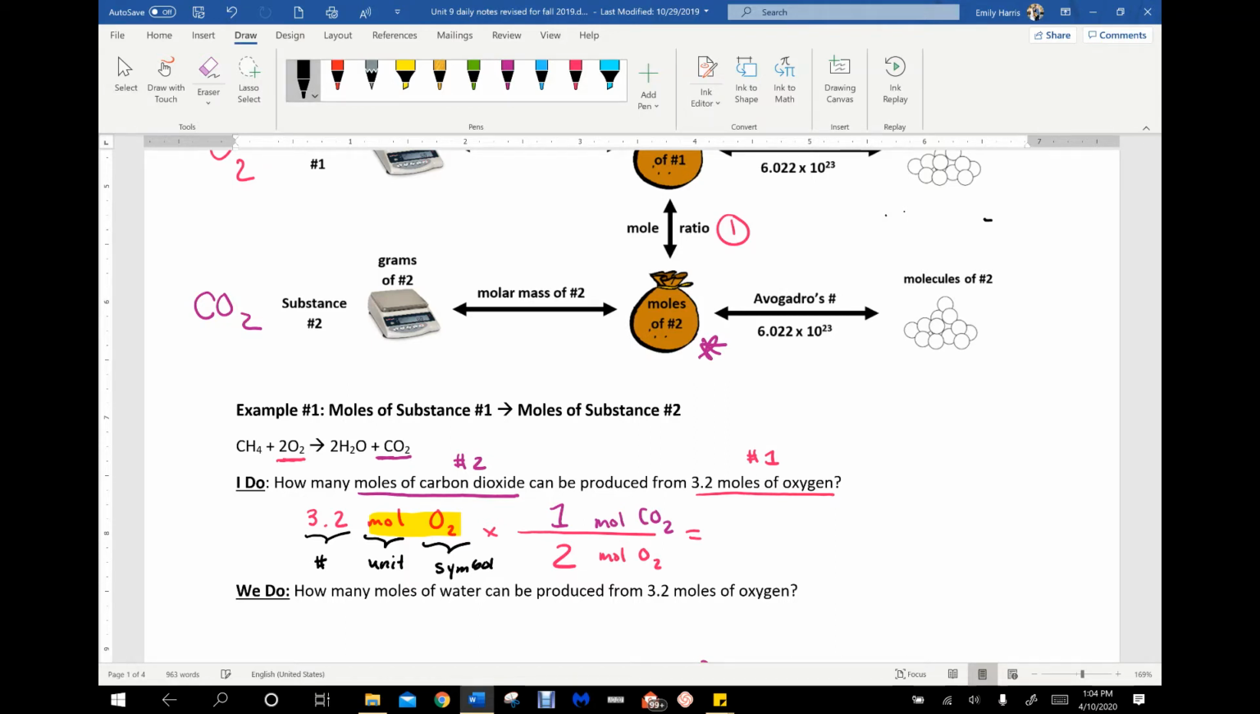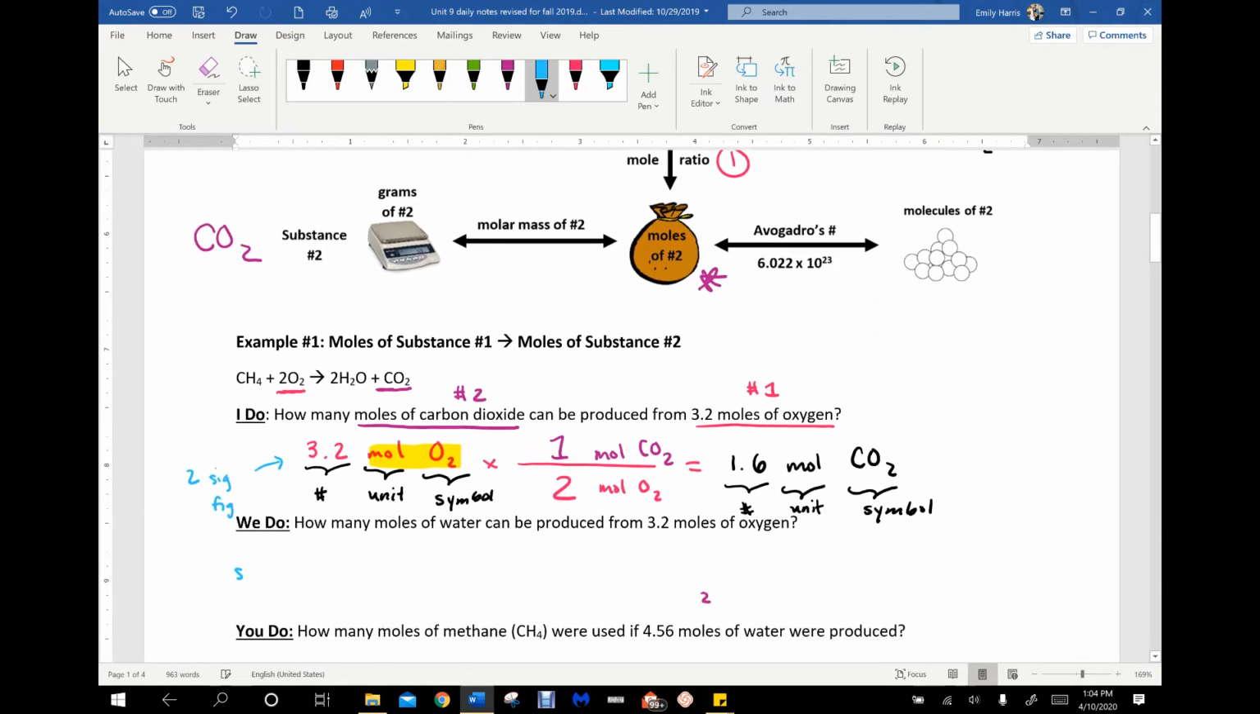All right, so now with that in mind, I receive an answer on my calculator of 1.6 moles of carbon dioxide. And again, in your final answer, you'll want to make sure to include your number, your unit, and your symbol. And then just like before, our answer can be only as significant as our starting value. So if we go back and check our starting value 3.2, that had 2 significant figures, which means our answer should be limited to 2, which is 1.6.